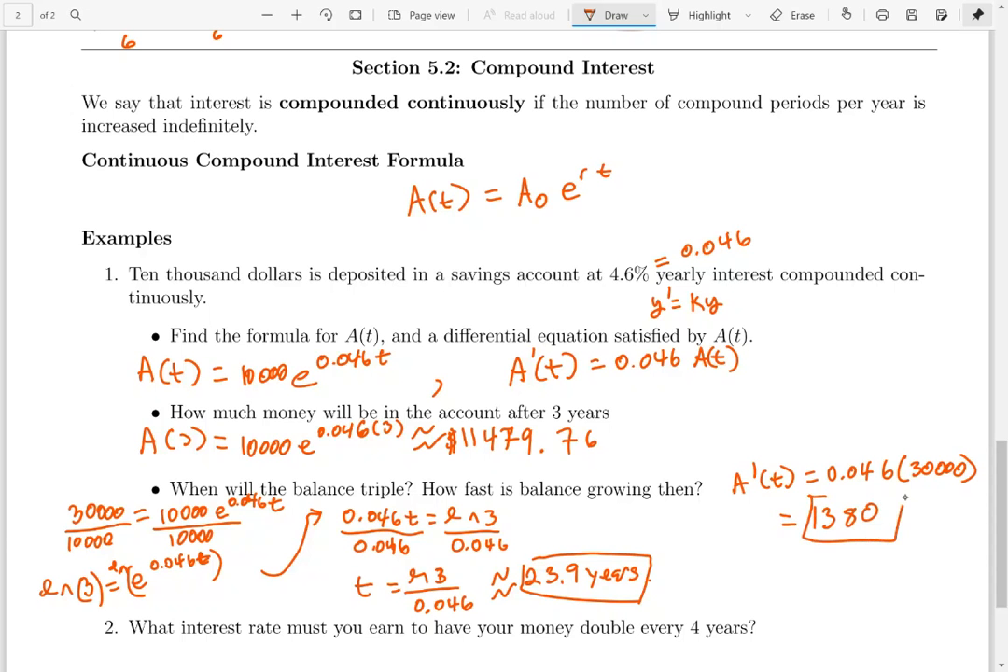I like doing it this way because it's a little easier on the calculation, plus it gives me the exact value. And so that's 1,380 dollars per year at that exact moment. That's how much money is being gained in the account.